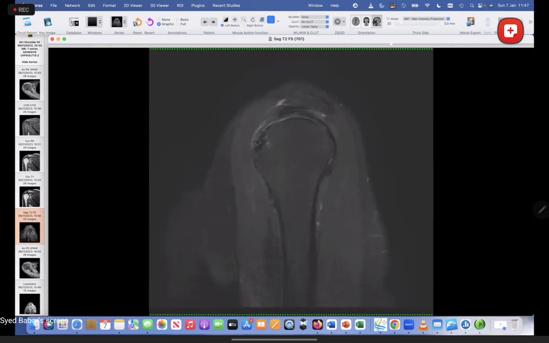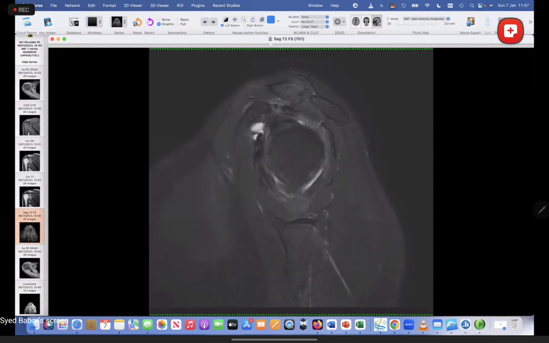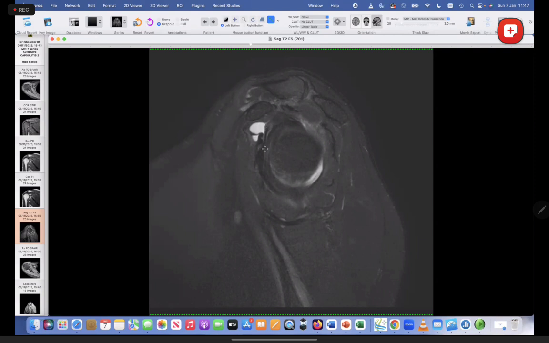Go to the front, you'll see the subscapularis. And here you can see the fluid in the subscapular bursa, the same thing that we are looking at. This is the subscapularis. What is this structure, this black band?